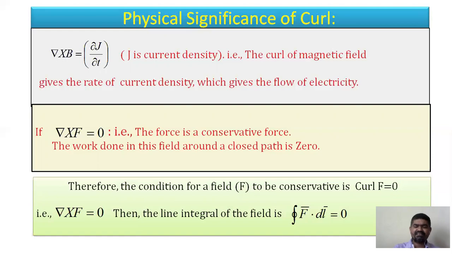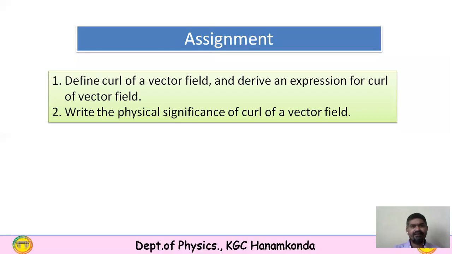These are all the physical significances which we have seen, and the assignment for today's lecture is: define the curl of a vector field and derive an expression for the curl of a vector field. And the second question is: write the physical significances of the curl of a vector field. That's all for right now.